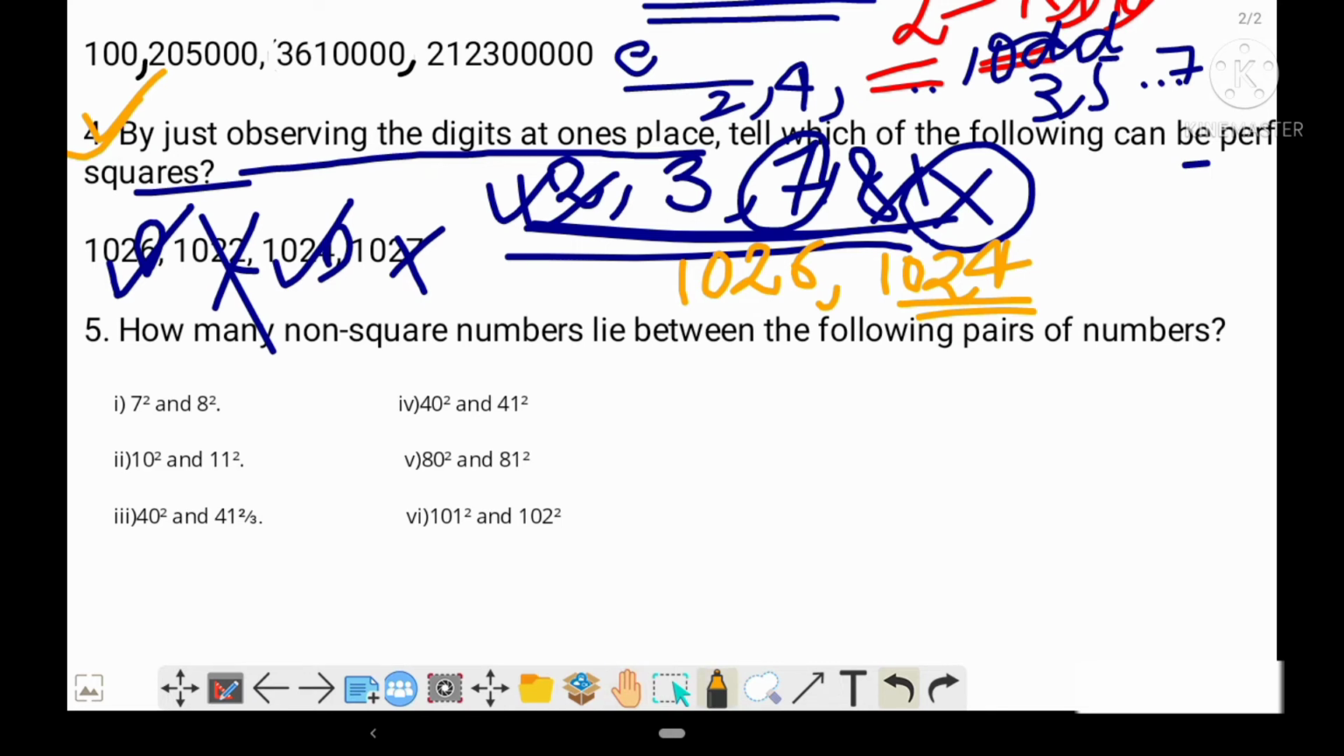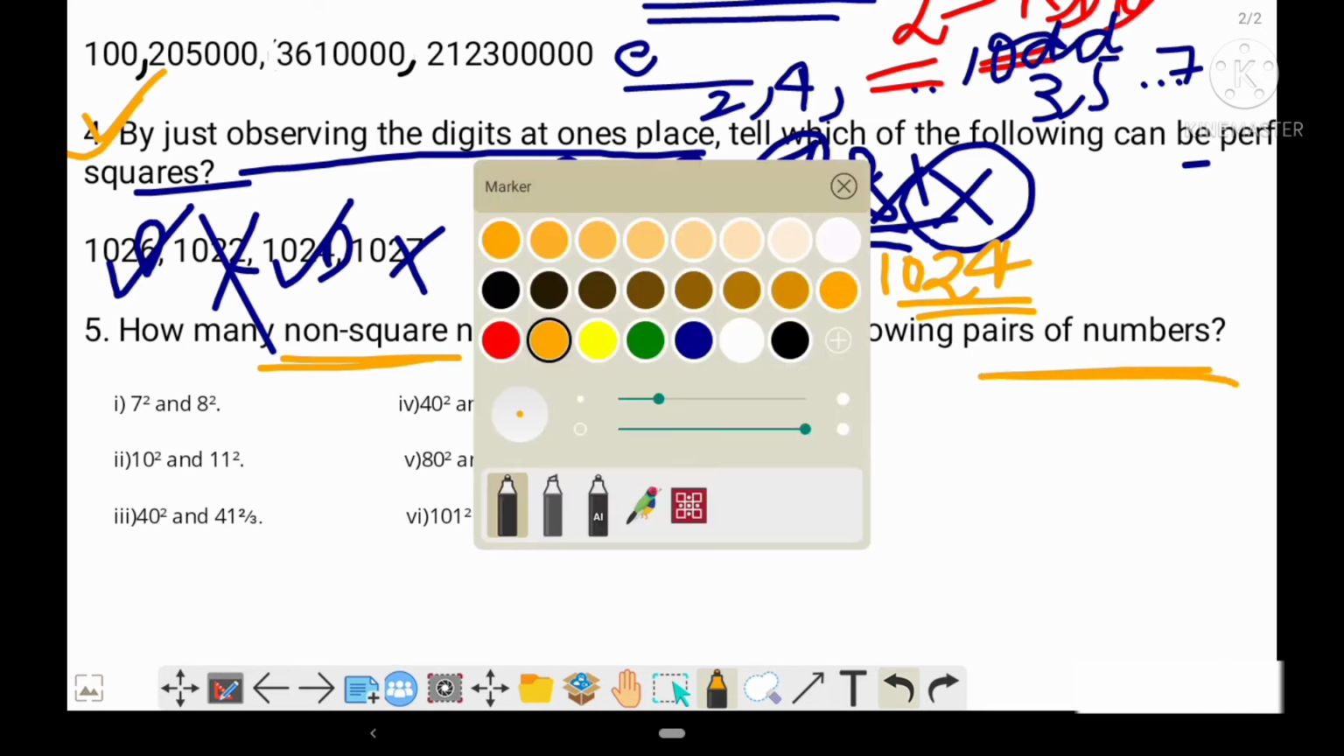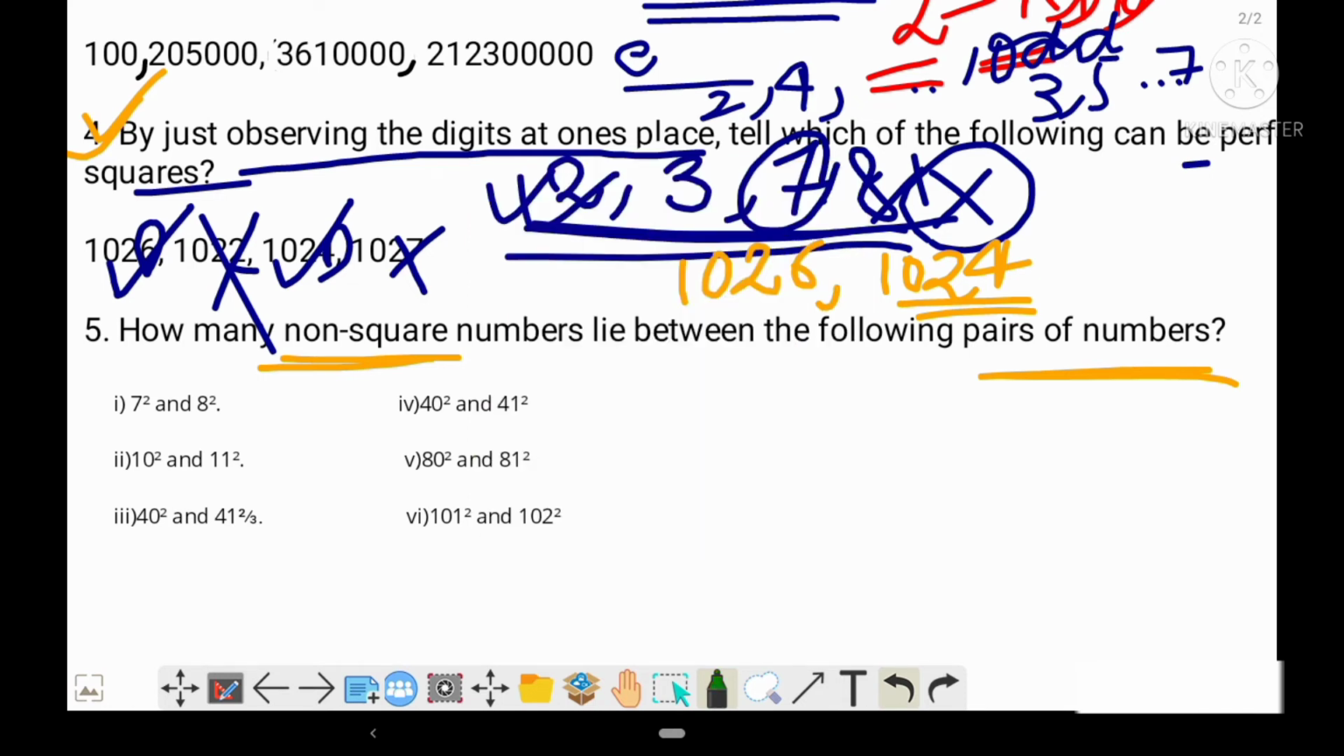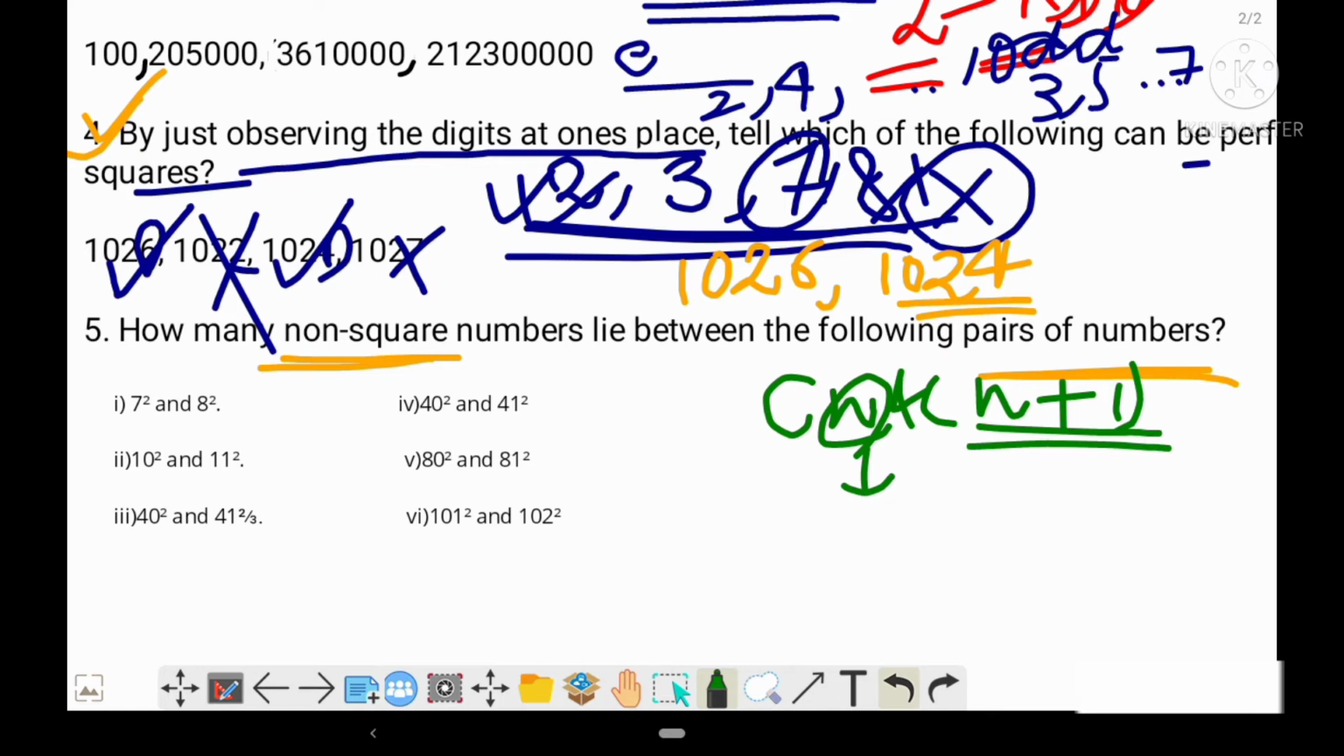How many non-square numbers lie between the following pairs of numbers? Students, I hope you have seen the previous video, and if you have not seen it, please go there and check once. Either way, I am writing here the formula, you will remember that thing. n and n plus 1, I was telling in the previous video. n is any number, and n plus 1 is that number plus 1, meaning consecutive natural numbers.